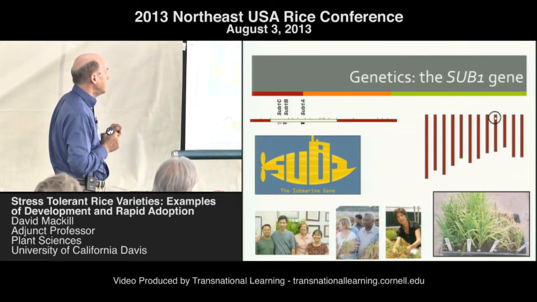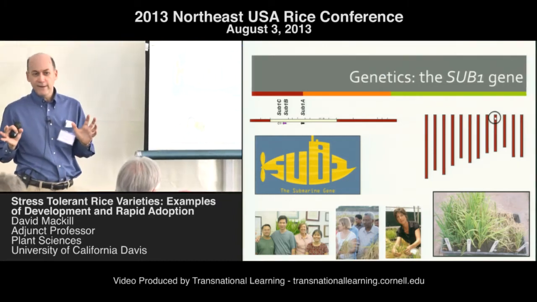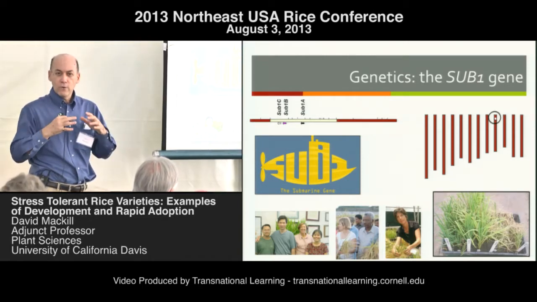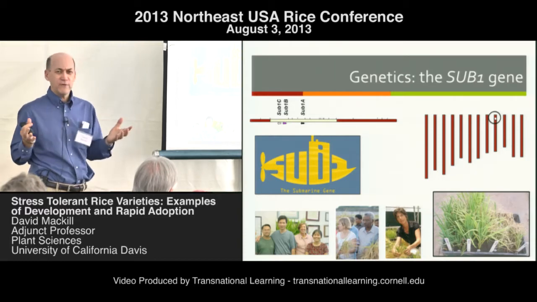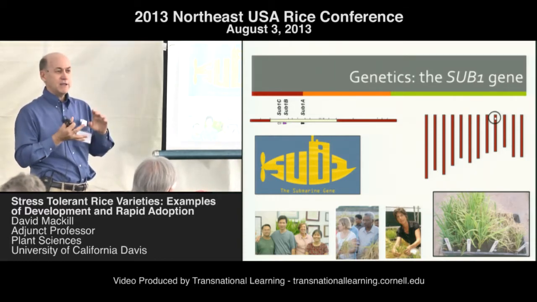And so the good thing about that is we can take one of these mega varieties, like Swarna, which was the one we started with. This one variety was grown on probably 5 or 6 million hectares in India, Bangladesh, and Nepal.